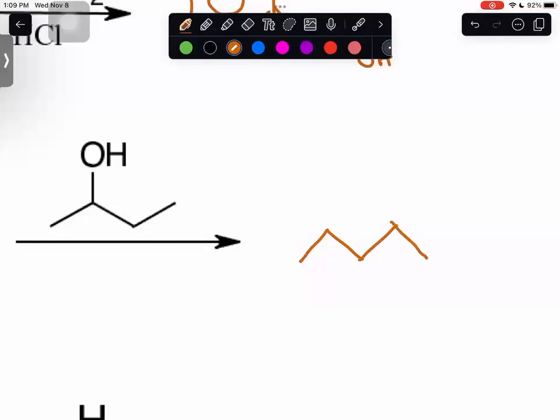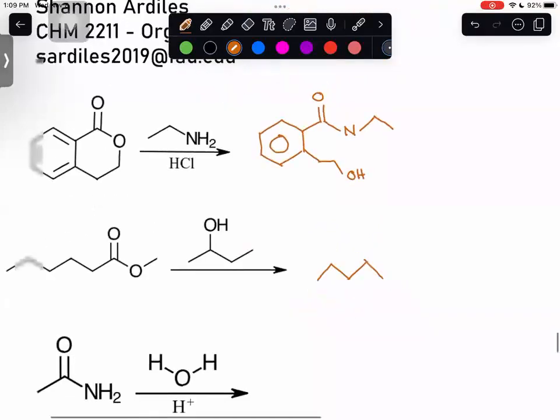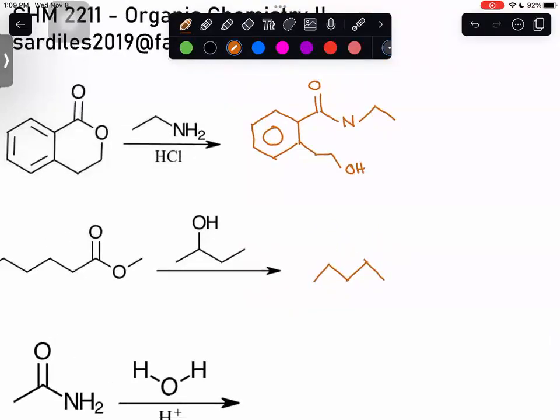Wait, can you zoom out? I don't even see the... Can you zoom out a little bit, please? Just so I can see the info. There we go. Okay, let's do the next one.